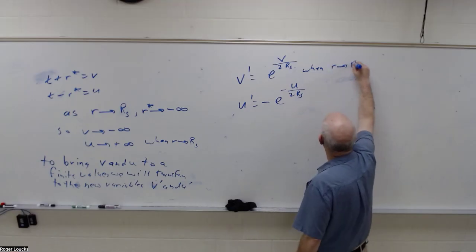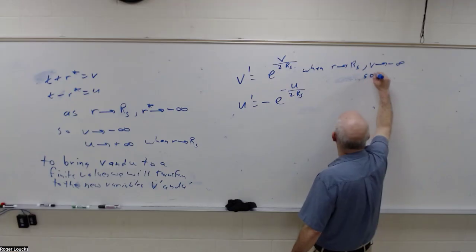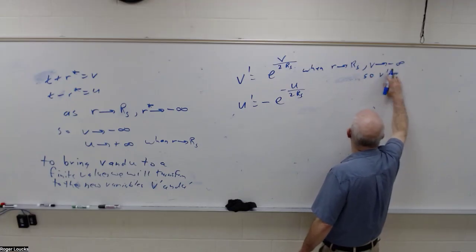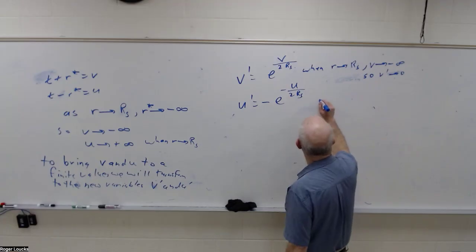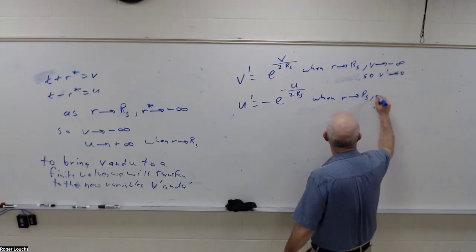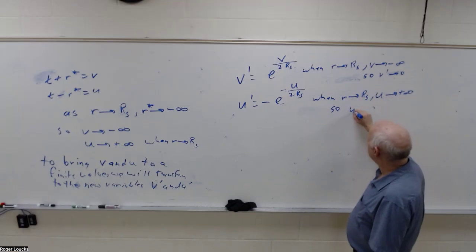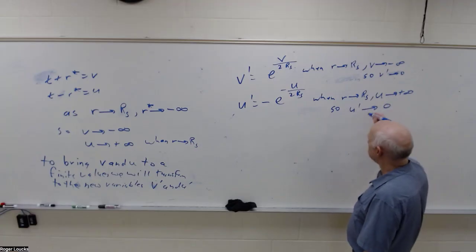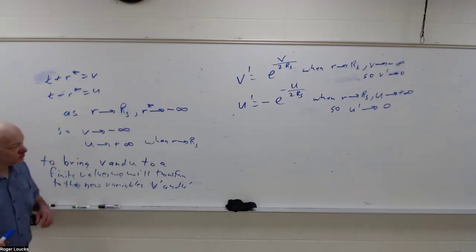So in this case, when R goes to R star, V goes to minus infinity, so V prime goes to 0. And this one here is when R goes to R star, U goes to positive infinity, so U prime will then go to 0. This is not minus 0. So that's the first stage.